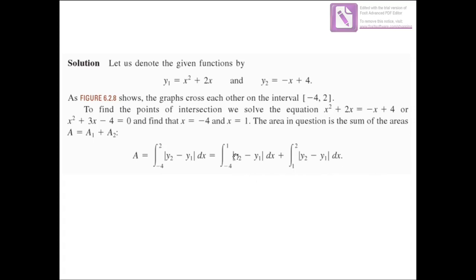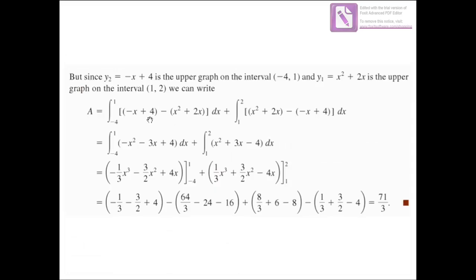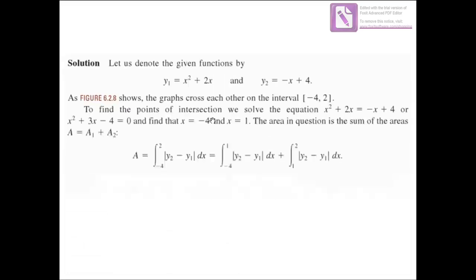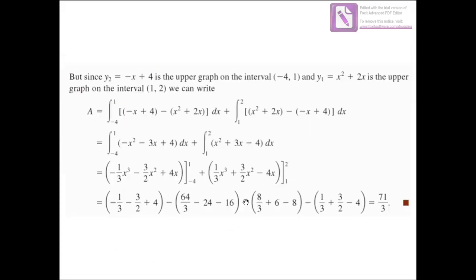Now we said from -4 to 1 we have the upper one is -x plus 4. So here we have -x plus 4 minus x squared plus 2x. For the interval from 1 to 2, the upper one is x squared plus 2x, so we'll take x squared plus 2x minus this one. So here we have x squared plus 2x minus x plus 4. So now once you subtract -x plus 4 minus x squared plus 2x, you will get -x squared minus 3x plus 4. Also subtracting x squared plus 2x minus x plus 4, you will get x squared plus 3x minus 4. Now you need to find what is the integration of this function.